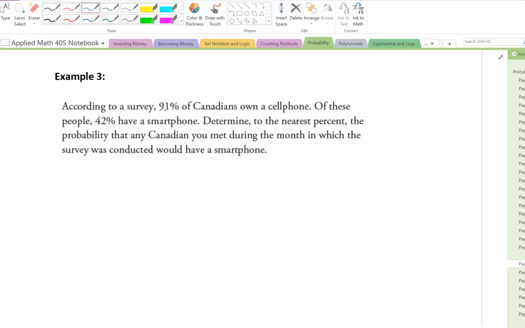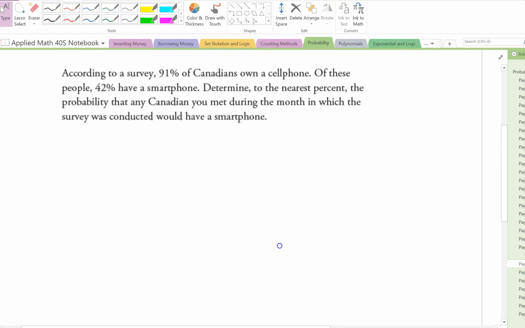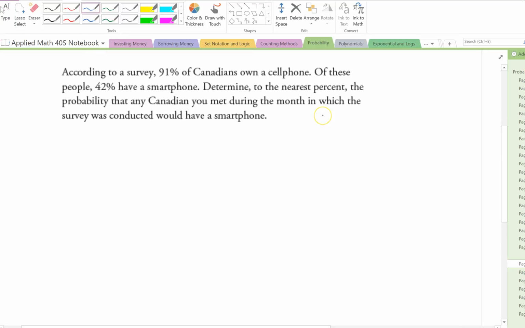Of these people, 42% have a smartphone. Determine to the nearest percent the probability that any Canadian you meet during the month in which the survey was conducted would have a smartphone. Okay, now I would anticipate this is quite an old question. Most people, I think, have smartphones by now, but that might be an assumption I'm making here. But we can use this data here.